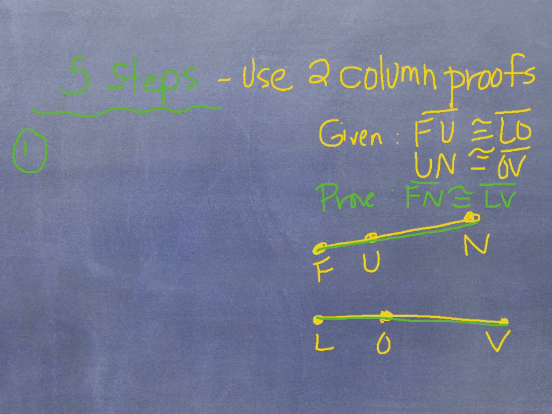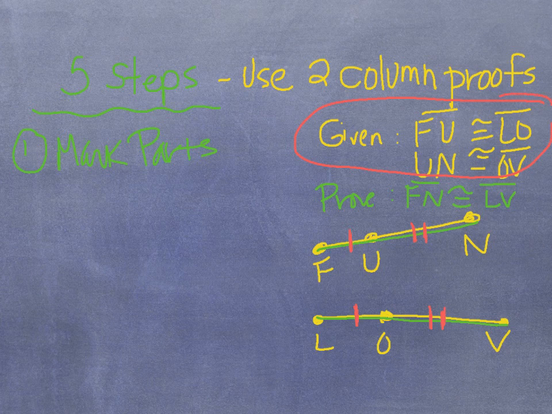The first step is for you to mark the parts that they give you. So what's equal in here? If you remember how you mark parts, since this is a segment, we're going to use slashes. Since FU is equal to LO, we're going to put 1 slash there. And since UN is equal to OV, we'll put 2 slashes there. You always want to mark the parts to start, whatever they gave you. This is what they gave you, so you want to mark that every time. It'll be helpful especially when we get to triangle proofs.